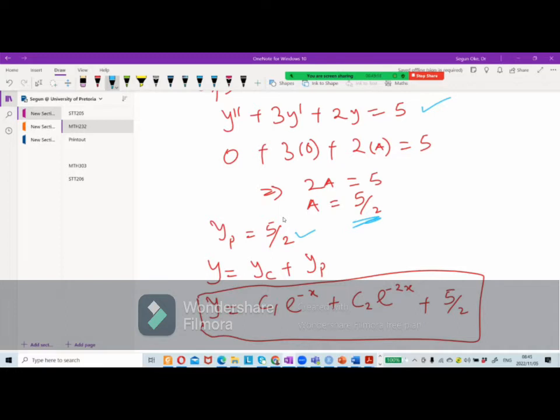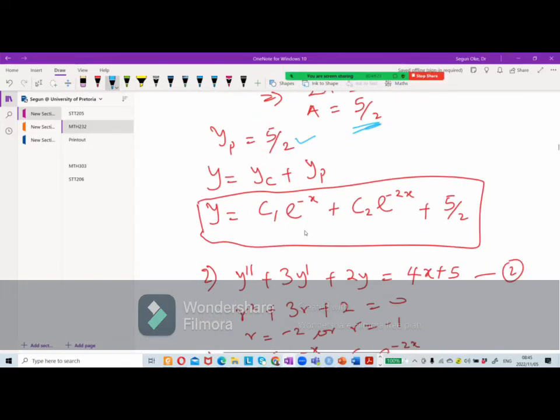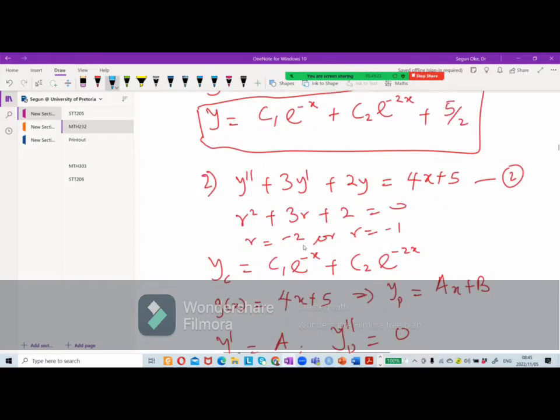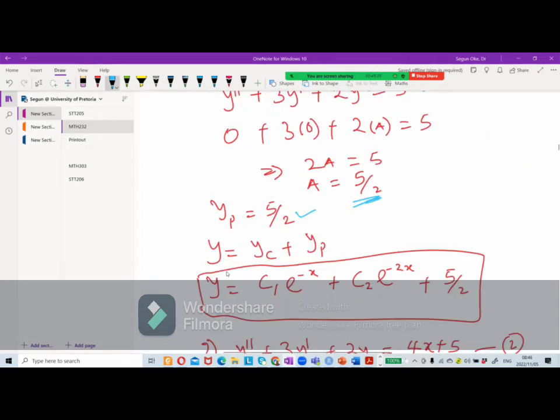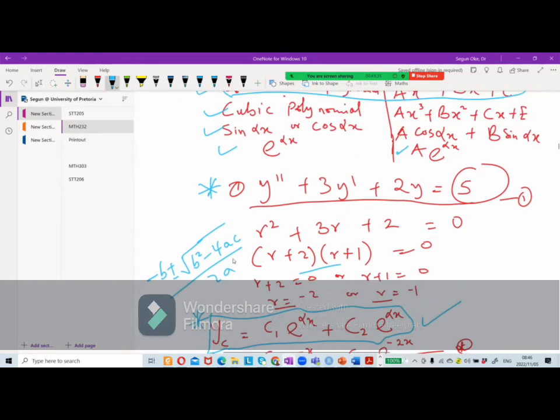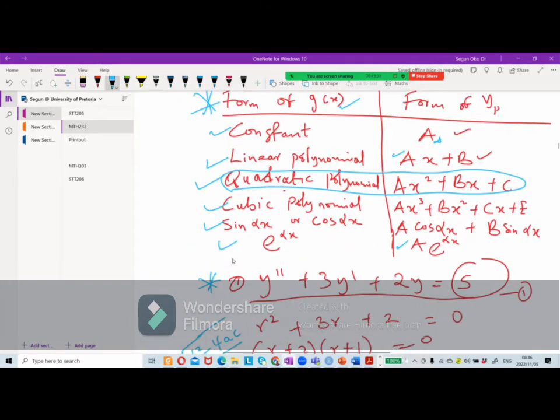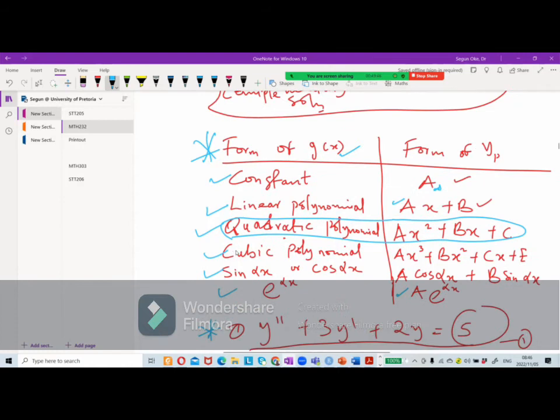Then the general solution will be yc plus yp, that is y complementary plus y particular solution. Then we add it together. But in a situation whereby my g of x is a linear equation, what do I do? What is linear? Linear is when the highest power of x is 1. So it simply means my yp will be of this form, that is Ax plus B.